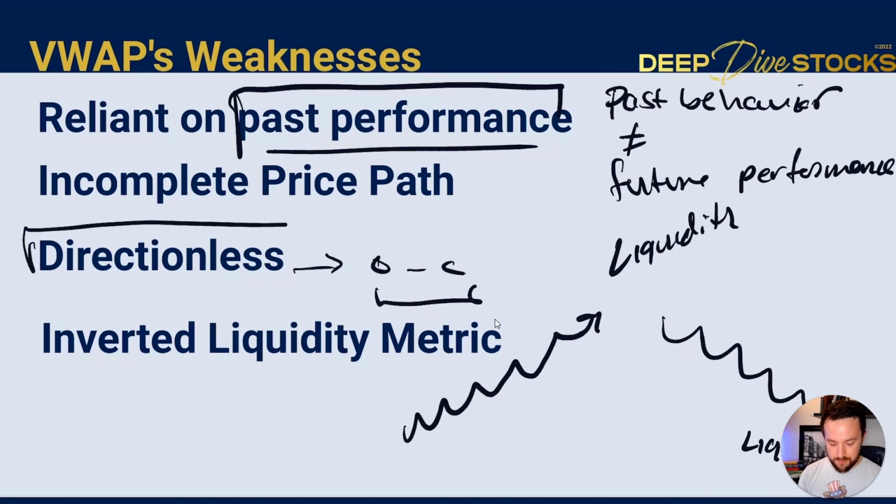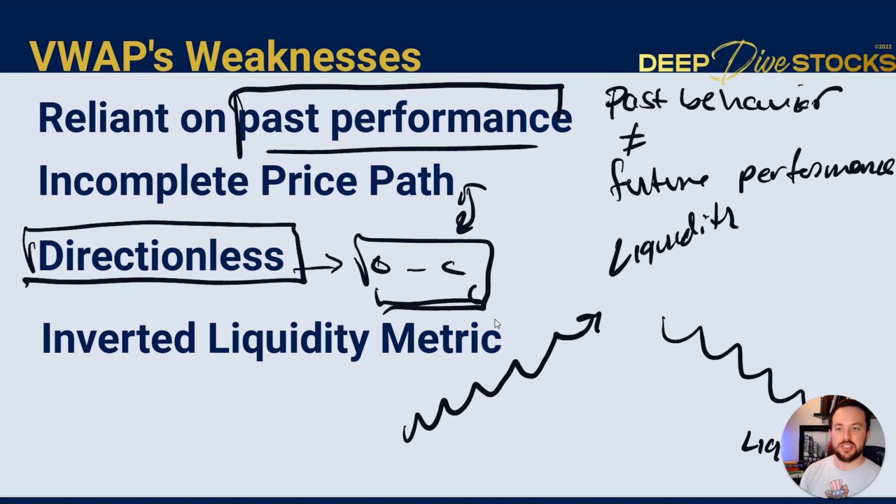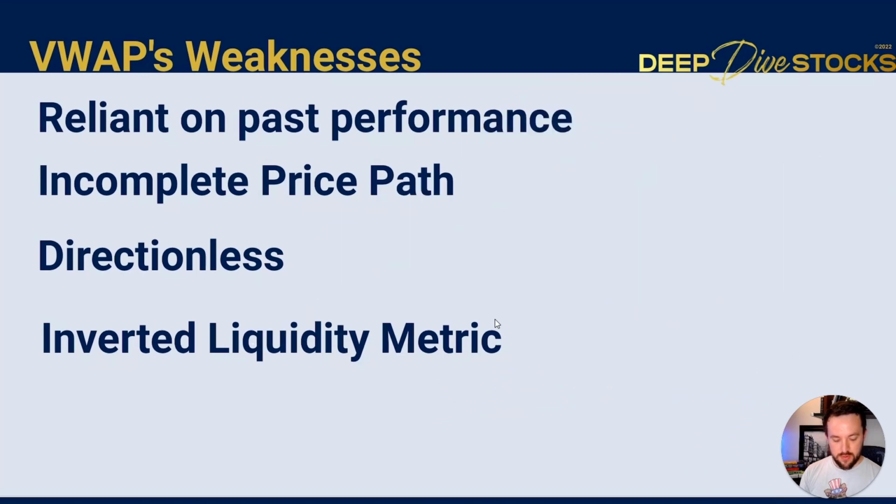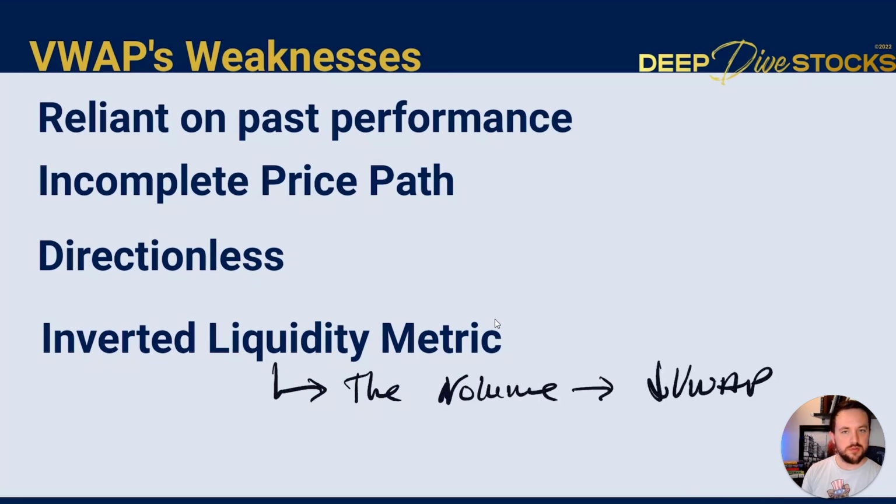And VWAP can't capture that because it doesn't actually include, I think it's a little bit of a mix of these two. It doesn't include the price path and it doesn't include the open and close aspects. And VWAP is a little bit inverted. We noticed that the more things that happen, the more volume, the less VWAP changes. And so that can be a little bit of an issue.